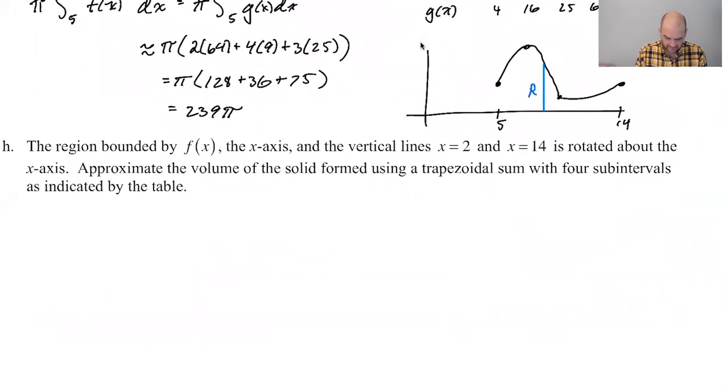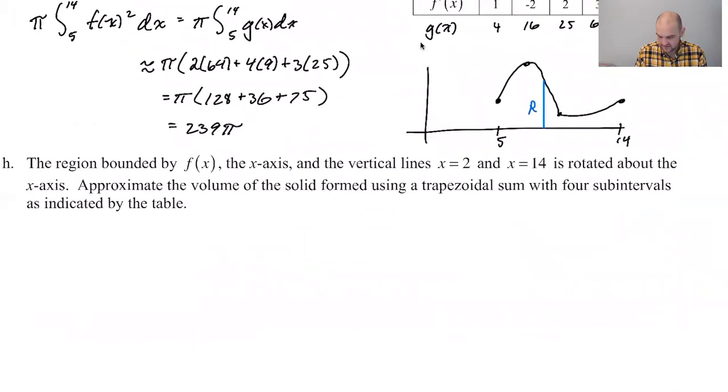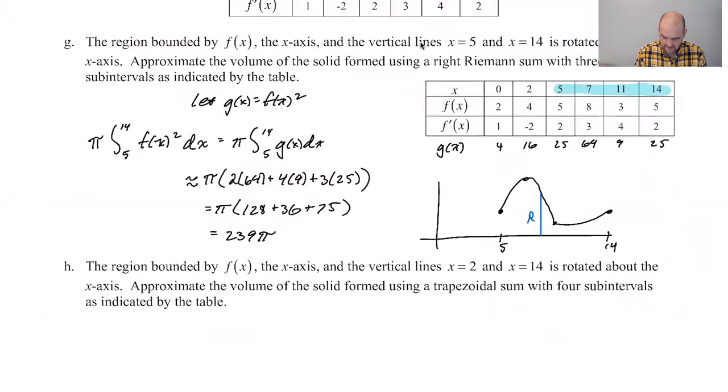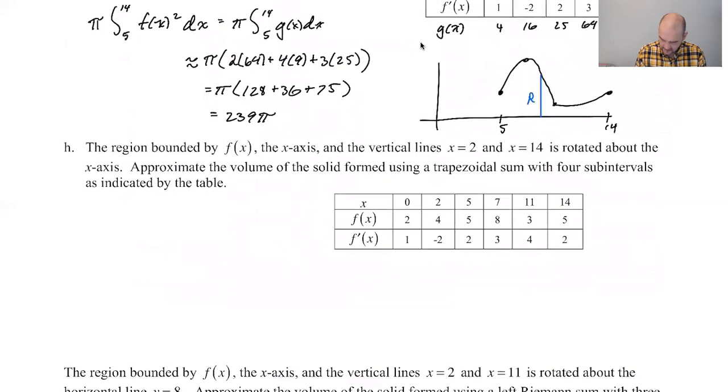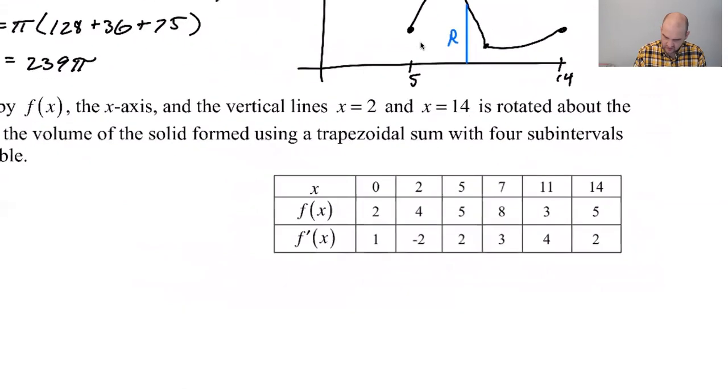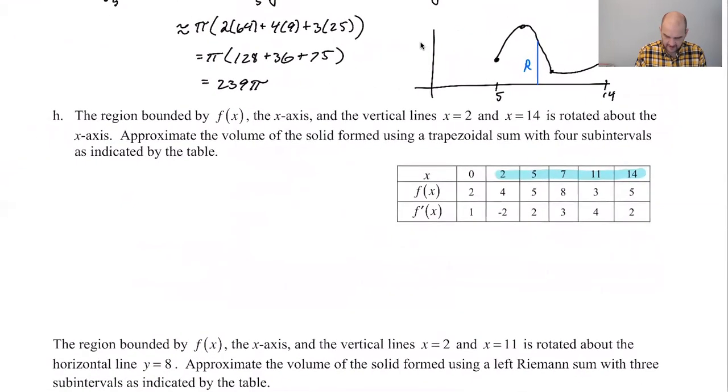All right, how about we go from 2 to 4 about the x-axis again. We're going to use a trapezoidal sum though with 4 subintervals. So, all right, let's see, do I still have this available? I do. All right, so this time we're going from 2 to 14. So still not doing the whole thing. 2 to 14, and we're going around again.